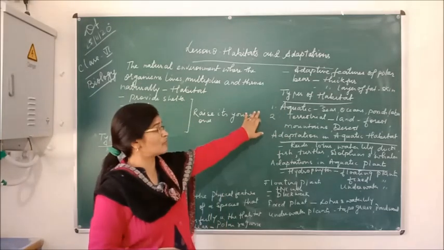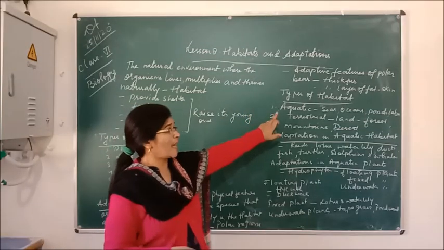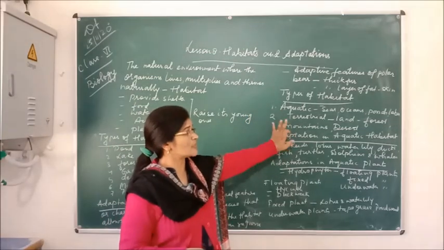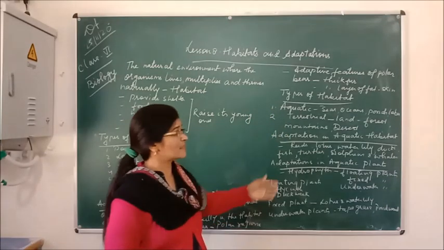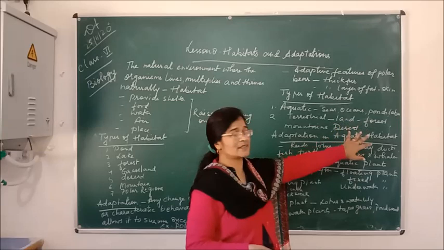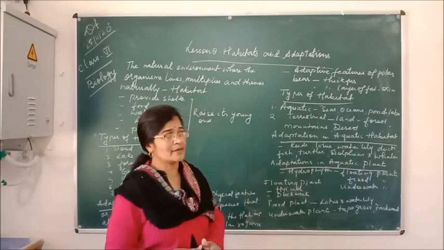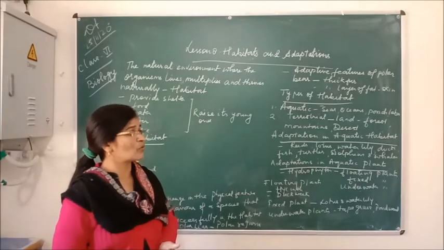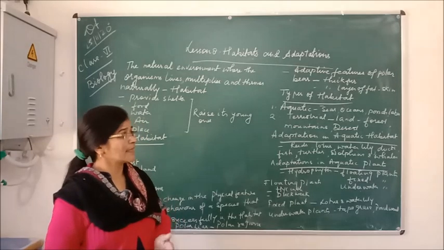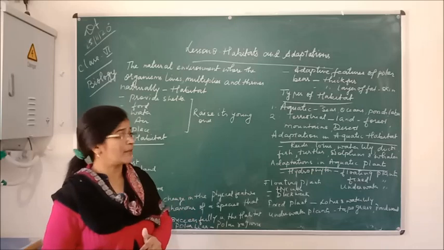Types of habitats, there are mostly two types of habitat: aquatic habitats and terrestrial habitats. So aquatic means which is related to water, like seas, oceans, ponds, lakes. These are the aquatic habitats. So all the animals or plants which are found in the seas or oceans, ponds, lakes, they have an aquatic habitat.